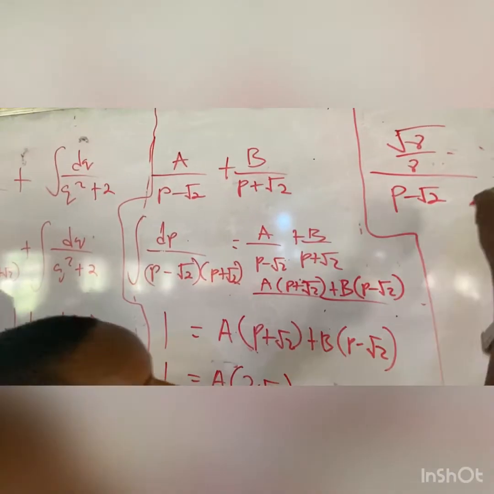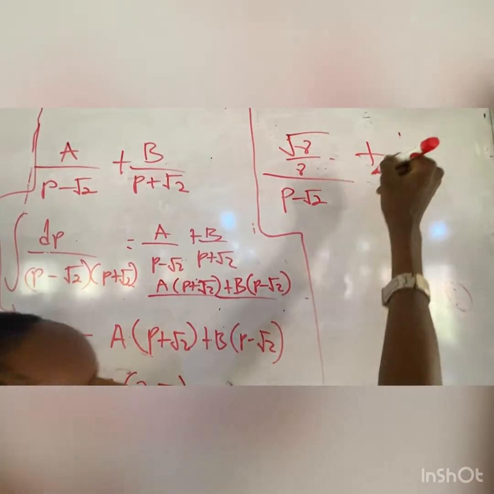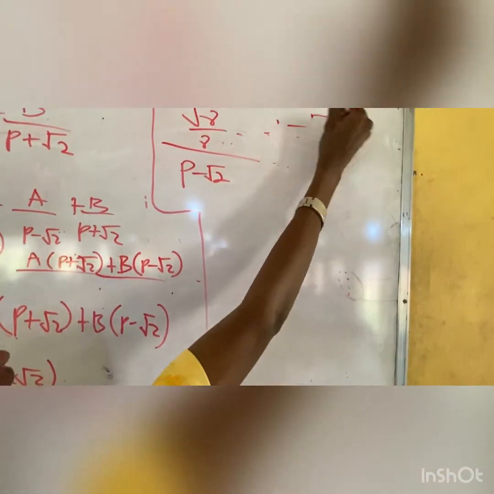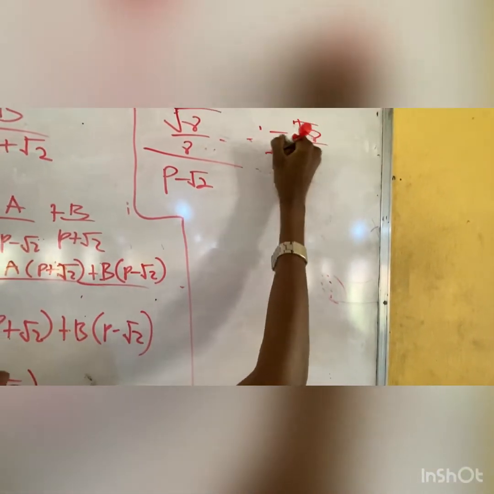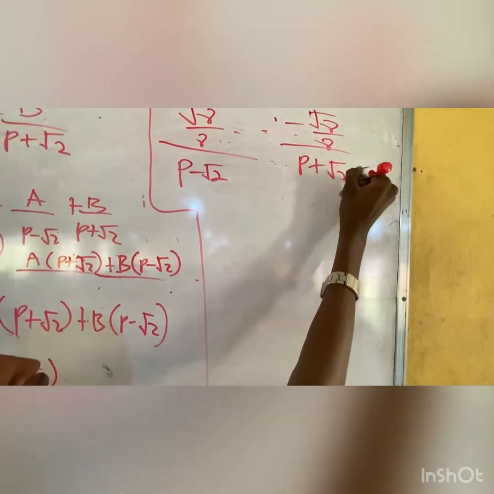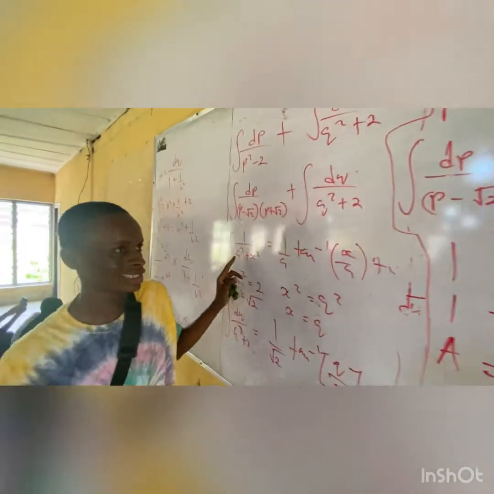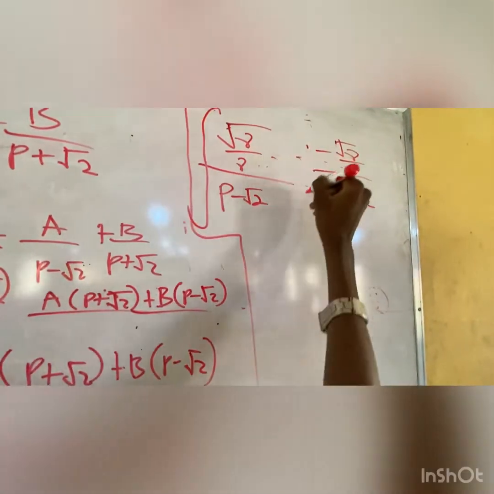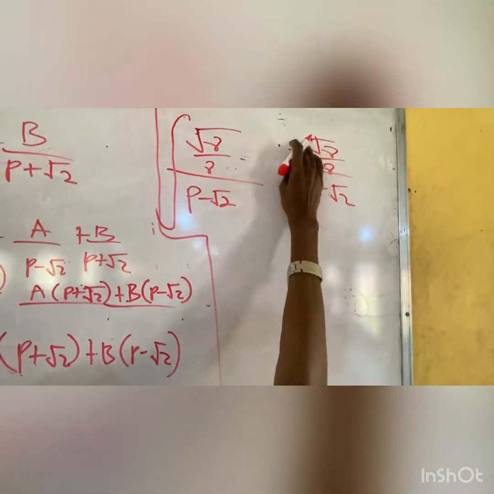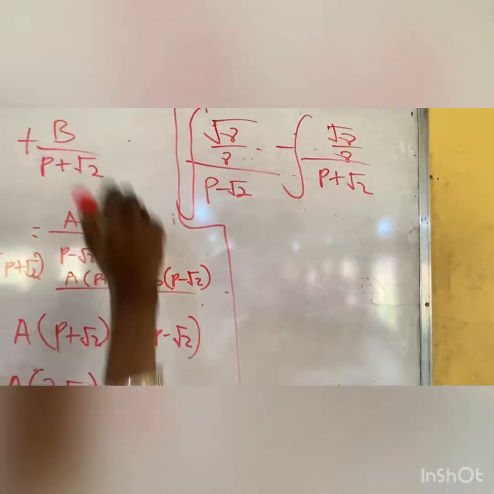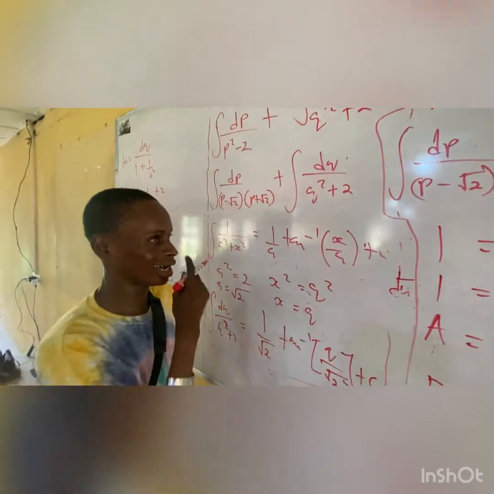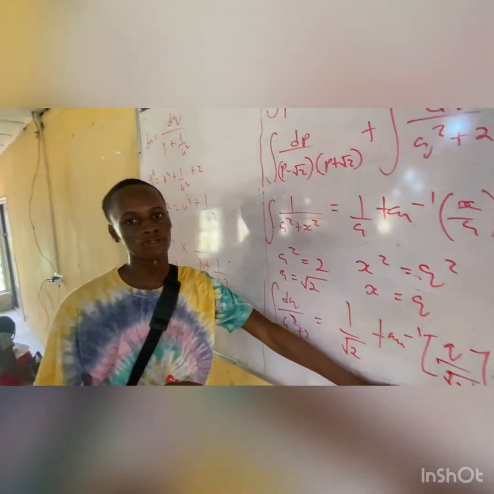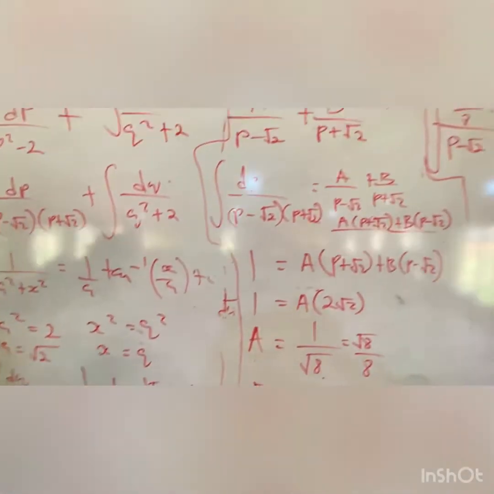P minus root 2 plus B, which is minus 8. So let's put the minus there: minus root 8 over 8, all over P plus root 2. Don't forget they still have their integral sign. We have the negative sign here. So don't bother about this because we finalized this already. We're concentrating on this.